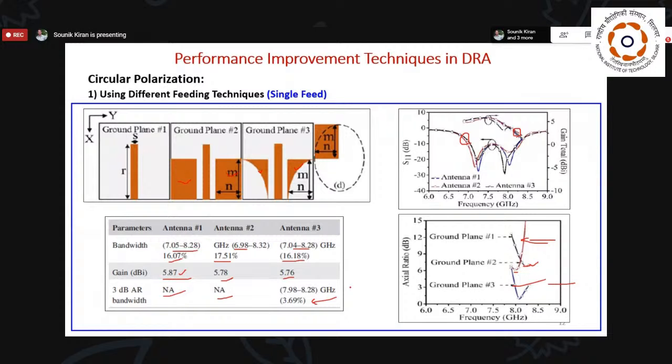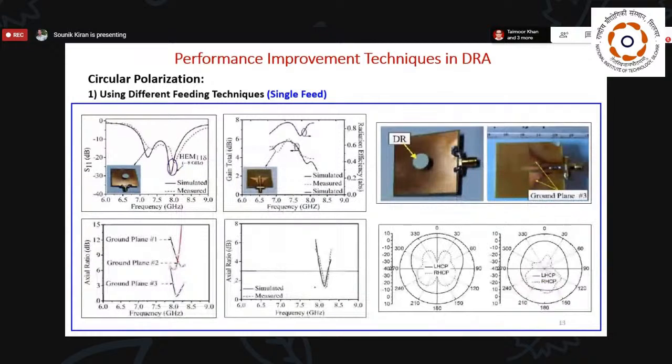And as already told you, these techniques are based on only a single feed. Then this is our measurement. We did the measurement, and we can say that it's okay. All the measurements are there. Of course there are some changes, which can be attributed to fabrication problems and some unknown factors like air gap and so on.